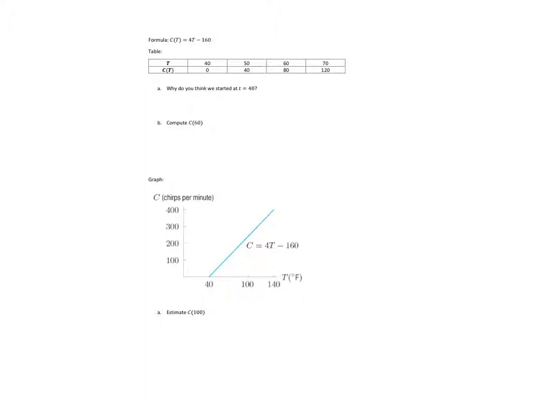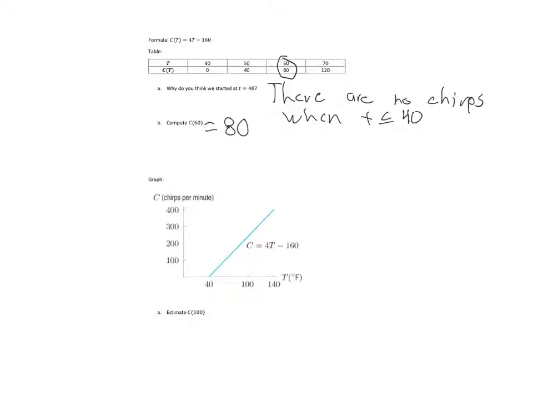That means the crickets will not even begin chirping till we reach at least a temperature greater than 40. So why would we start at t equals 40? Well, there are no chirps when t is less than or equal to 40. So if we wanted to compute a specific number of chirps with a temperature, like I'm saying here to compute C of 60, what this is saying is what is the number of chirps when the temperature is 60. And you'll notice here when t is 60, C of 60 is 80. So what we're saying here is that when the temperature reaches 60 degrees, you will have 80 chirps per minute.